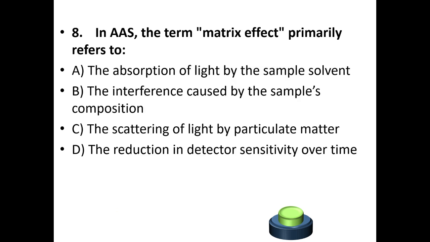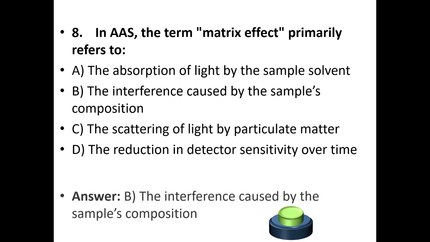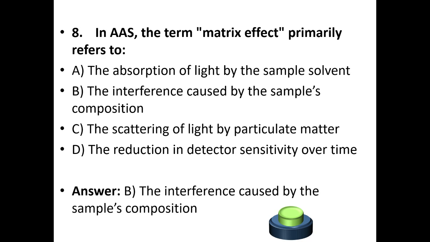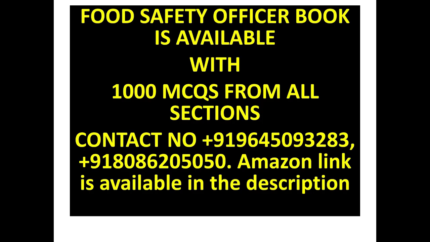Eighth question. In AAS, the term matrix effect primarily refers to A. The absorption of light by the sample solvent, B. The interference caused by the sample's composition, C. The scattering of light by particulate matter, D. The reduction in detector sensitivity over time. Which is the answer? Your answer is option B. The interference caused by the sample's composition.